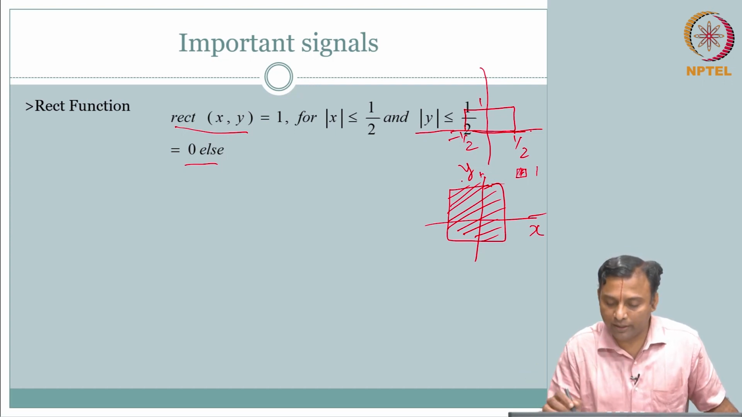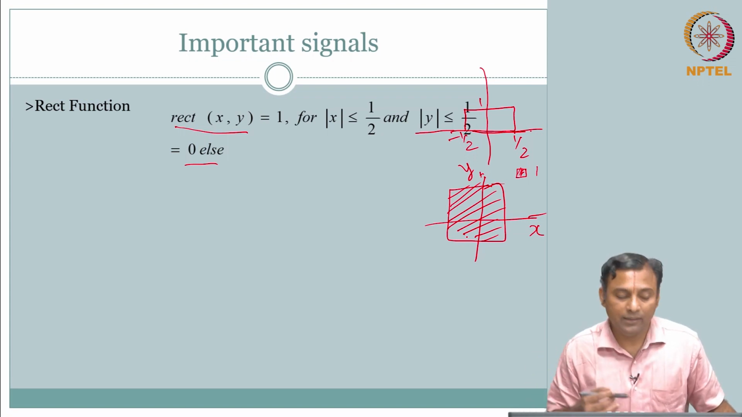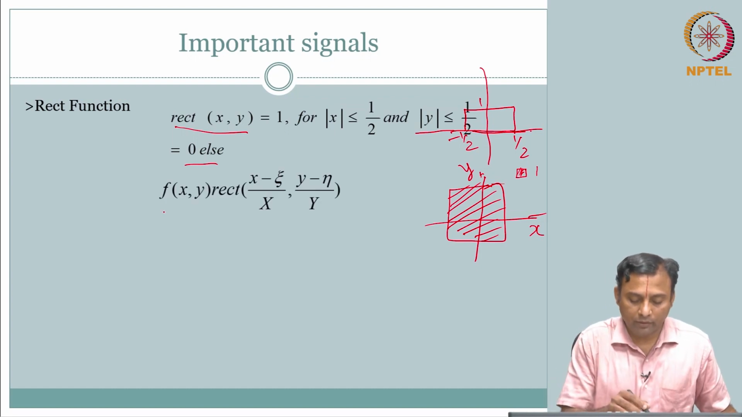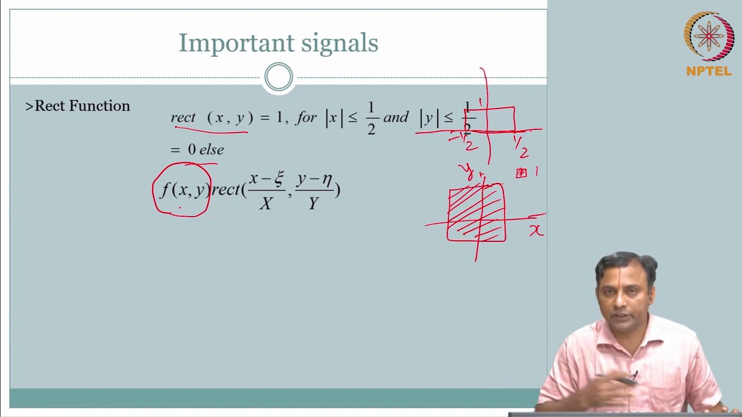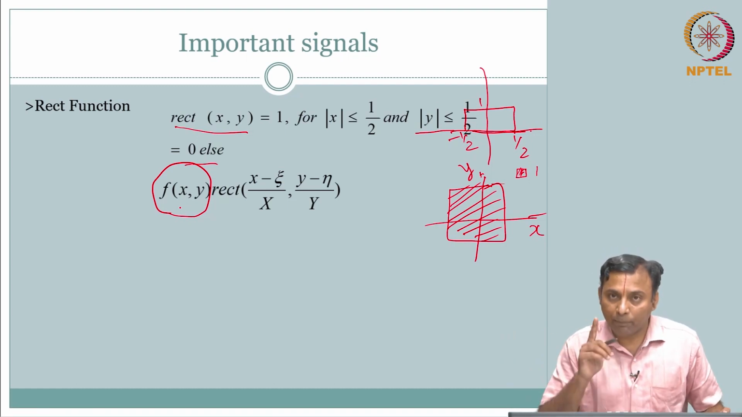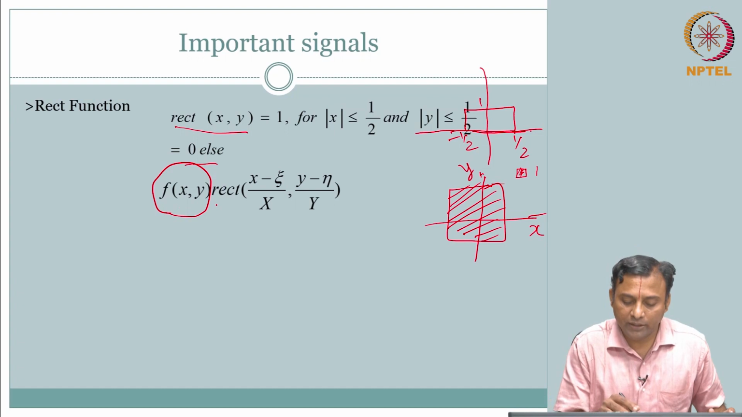So you can use this unit area function, the rect function, to pick any area from function f of x comma y. In the plane of f of x comma y, you can pick wherever you want. So you can move the rect function, right? You can center it, and you can have f of x comma y, which is a 2D space. So there is a function which is there in that plane. I can pick a region of interest, or area of interest, by using the rect function.